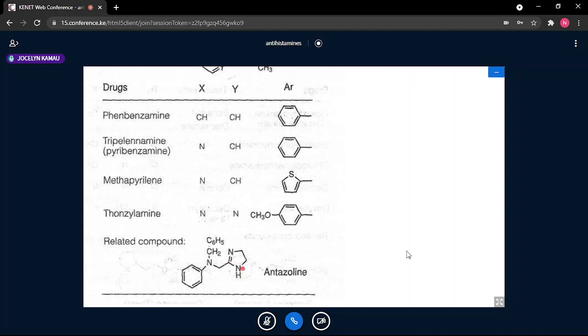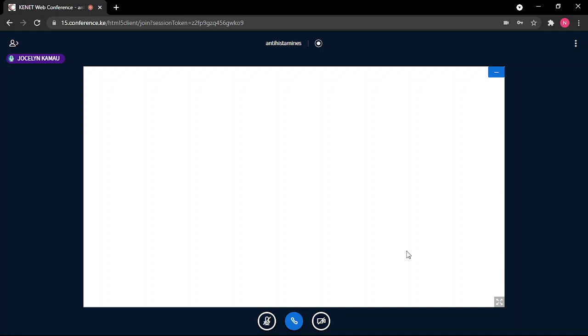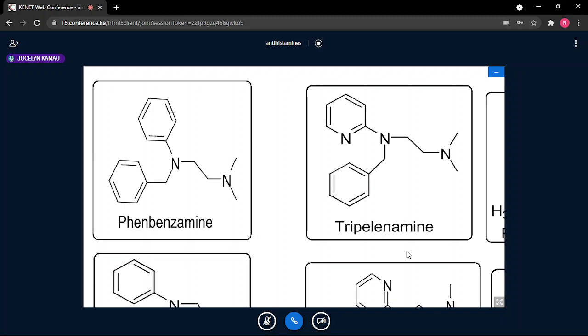Then if you look at this nitrogen here, we said maximum activity is obtained when you have a tertiary amine. This is a secondary amine. In antazoline, this is a secondary amine, and therefore you expect slightly lower antihistamine activity compared to the other ethylenediamine derivatives, because it's a secondary amine and not a tertiary amine. So the decrease in activity is not because this carbon is part of a heterocyclic ring, but because in antazoline, the terminal nitrogen is a secondary amine and not a tertiary amine.